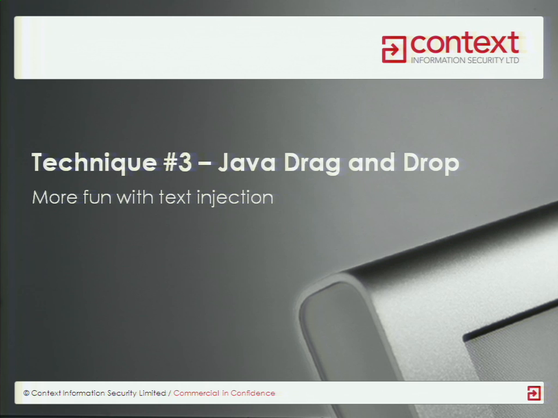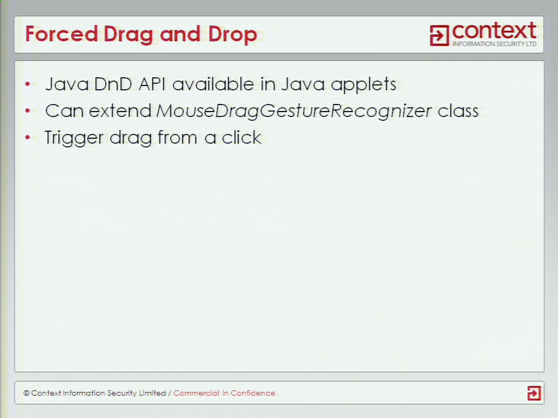So on to technique number 3. Now, if you think back to the text injection, that required a drag and drop to work. That's okay, but the question is, can we get a user to do that? And also, if we want to fill in a form with many fields, for example, an address field on an online shopping site, we need to get the user to do a drag for each of those, and that's not likely to happen. However, I've been looking at the Java drag and drop API.